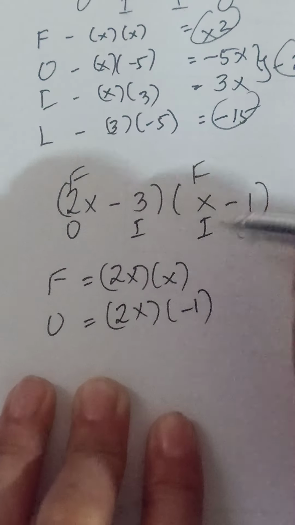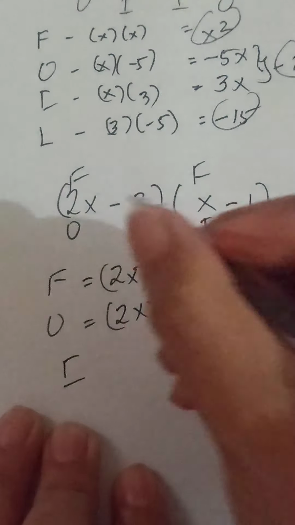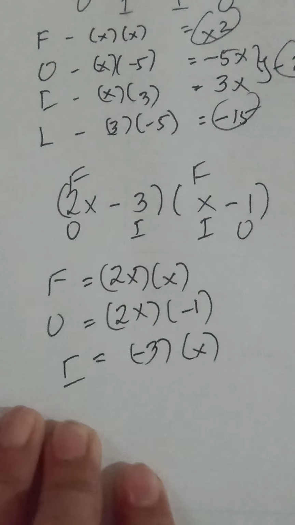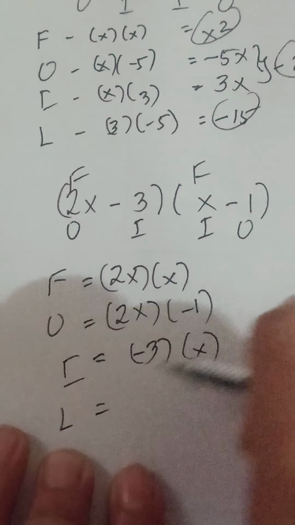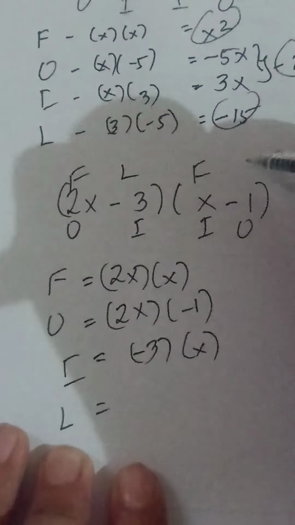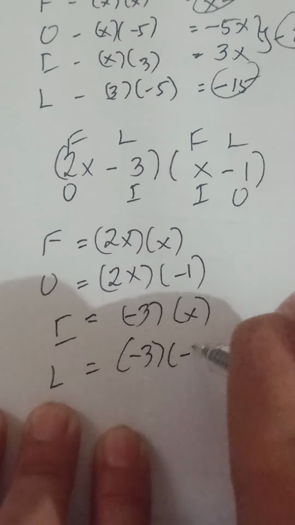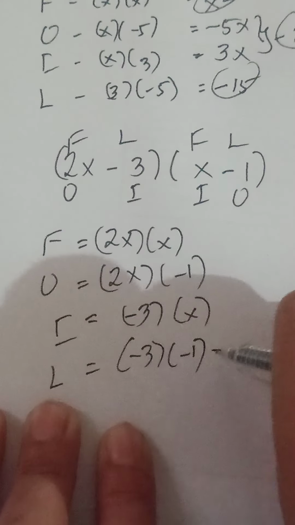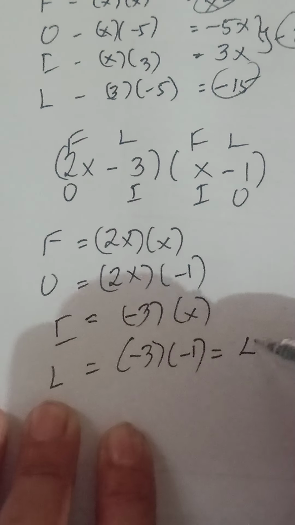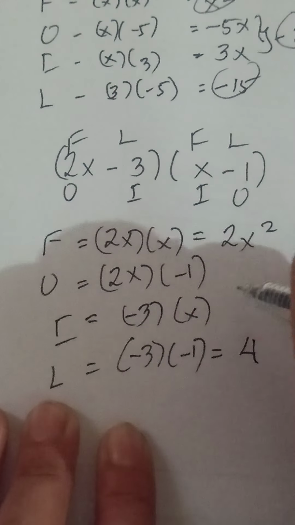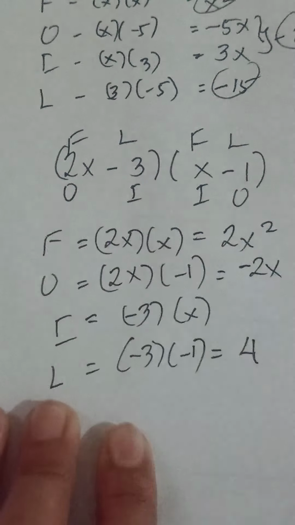For the inner terms, I have negative 3 and x. So you have negative 3 multiplied by x. And then for the last terms, we have negative 3 and negative 1. And if we multiply negative 3 and negative 1, it is equal to positive 3. This one is 2x squared. This one is negative 2x.